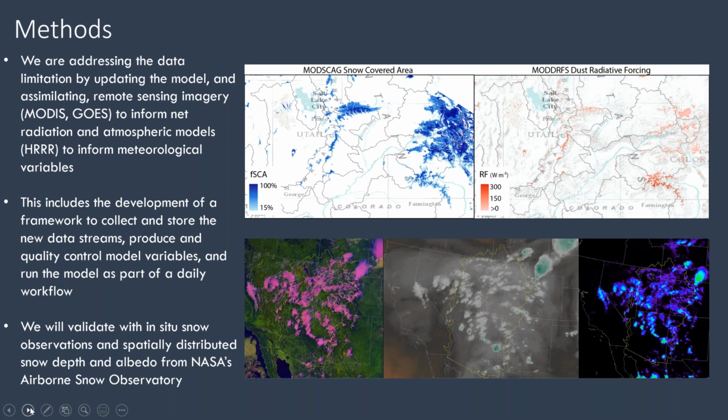So ultimately, we can't just stuff in the remote sensing and HER variables. We actually have to develop a framework to collect and store the new data streams, produce and quality control the model variables. And then we also have to figure out how to take these large data sets and make them operational. So how do we run the model as a part of a daily workflow? We're getting to that point, but right now the step that we're at is actually validating.